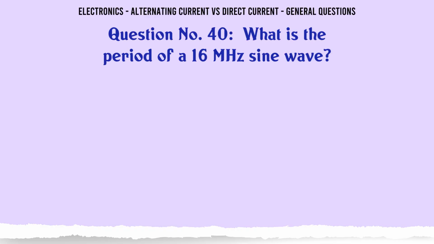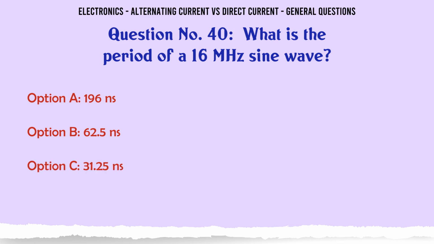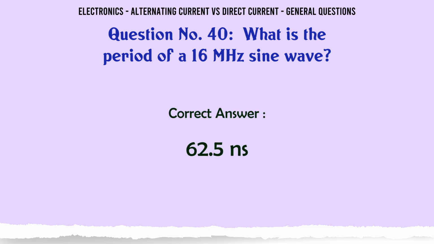What is the period of a 16 MHz sine wave? A. 196 ns. B. 62.5 ns. C. 31.25 ns. D. 19.9 ns. The correct answer is 62.5 ns.